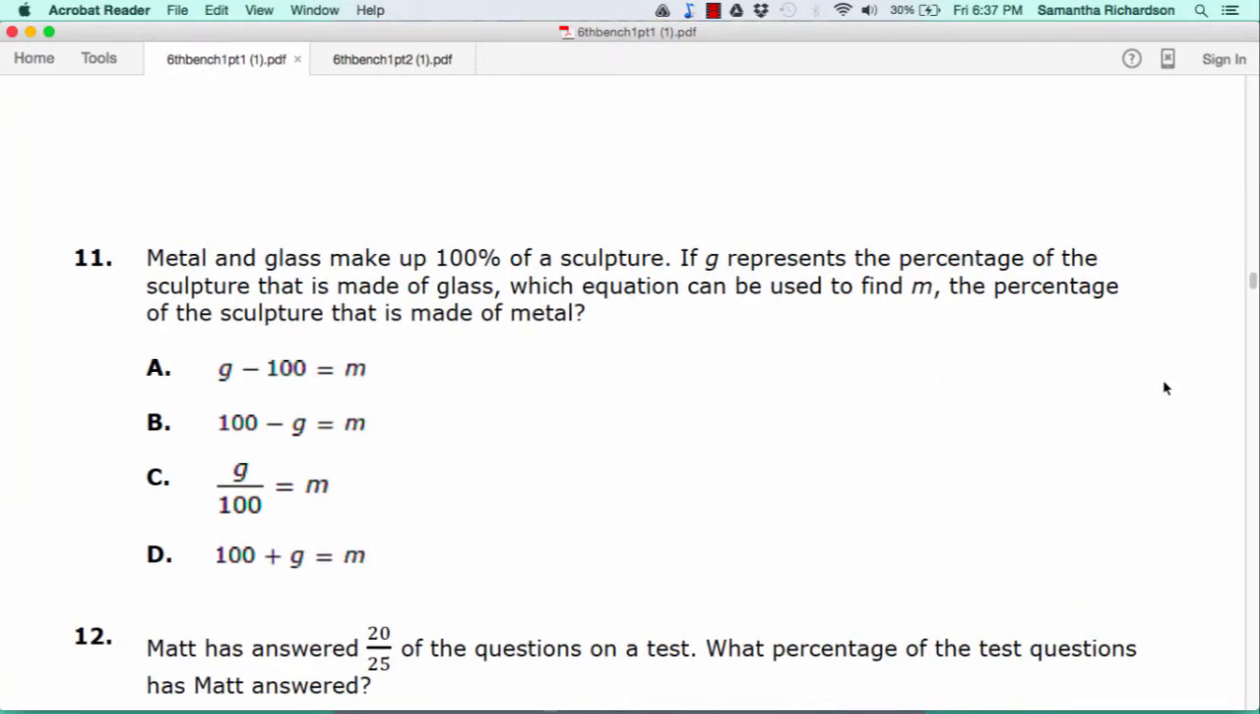Question 11. Metal and glass make up 100% of a sculpture. If G represents the percentage of the sculpture that is made of glass, which equation can be used to find M, the percentage of the sculpture that is made of metal? A. G minus 100 equals M. B. 100 minus G equals M. C. G over 100 equals M. D. 100 plus G equals M.